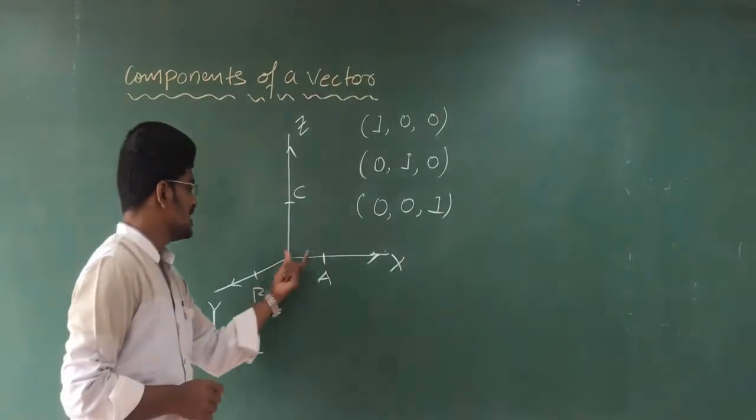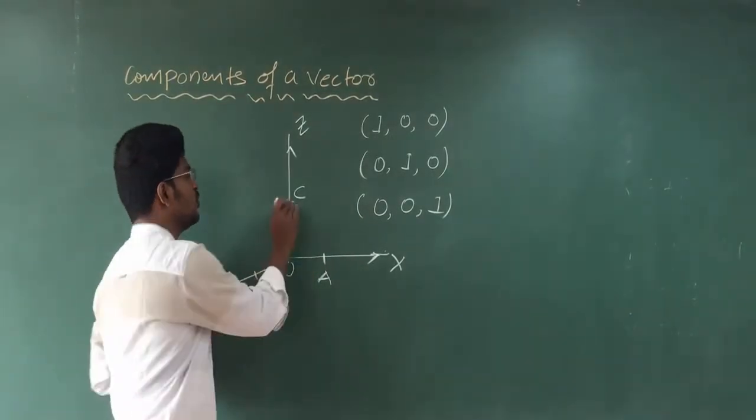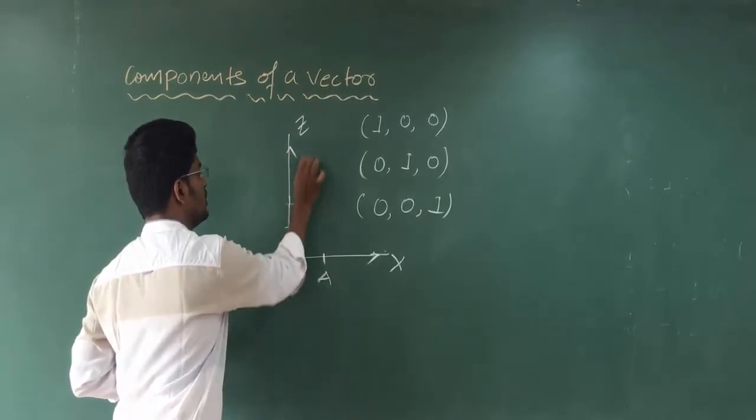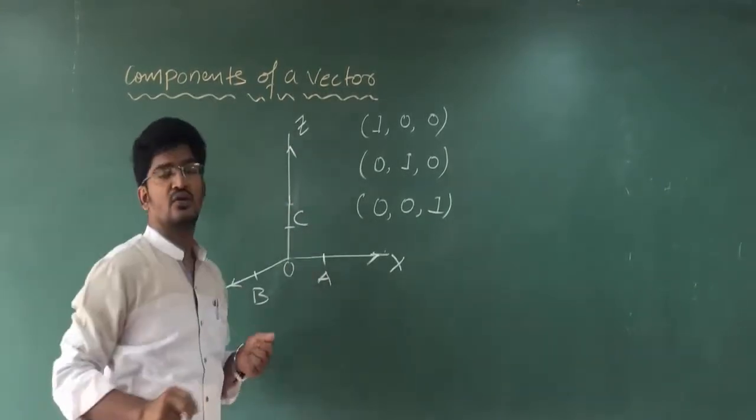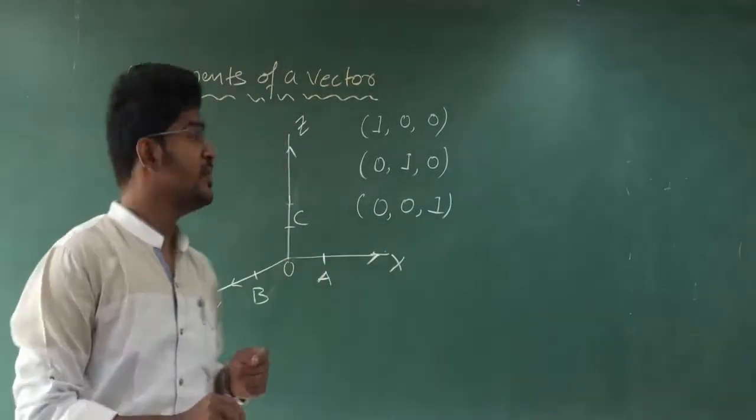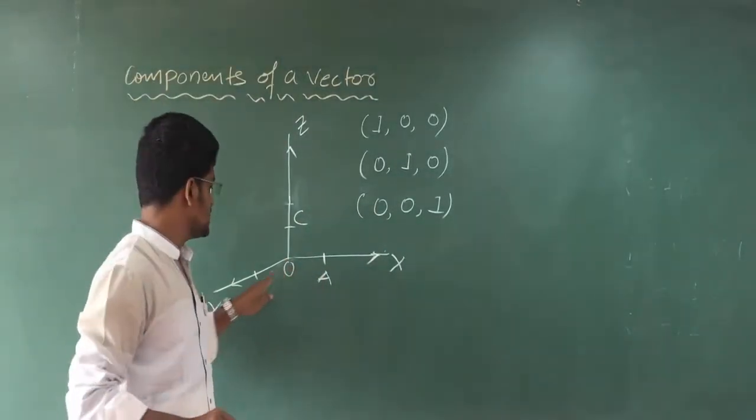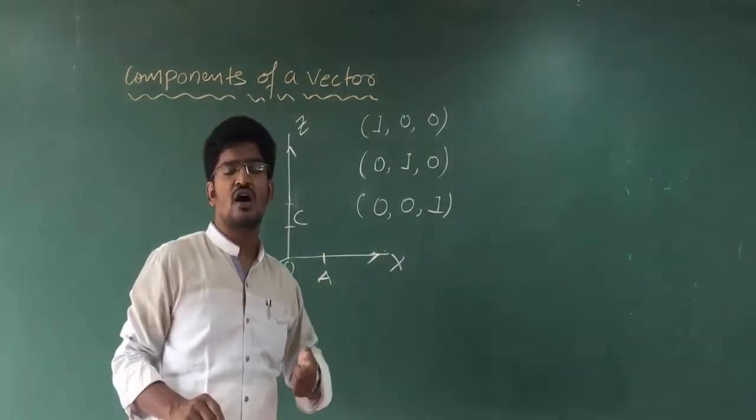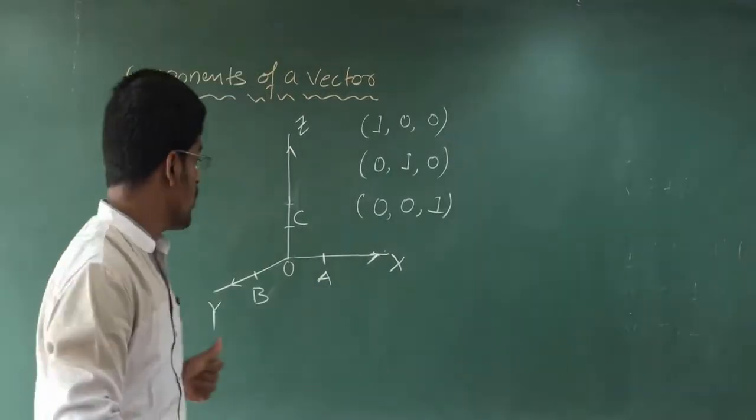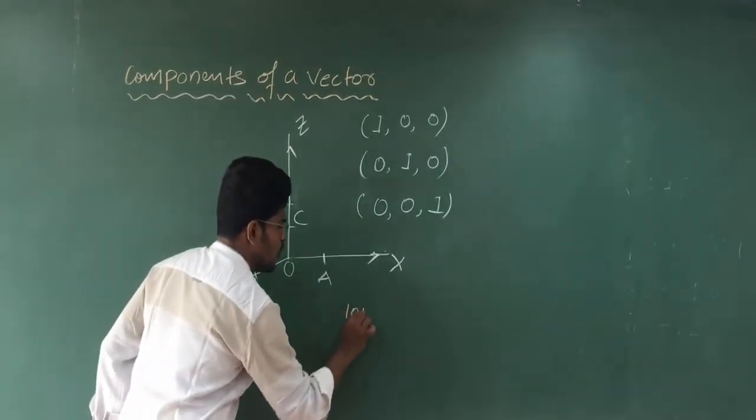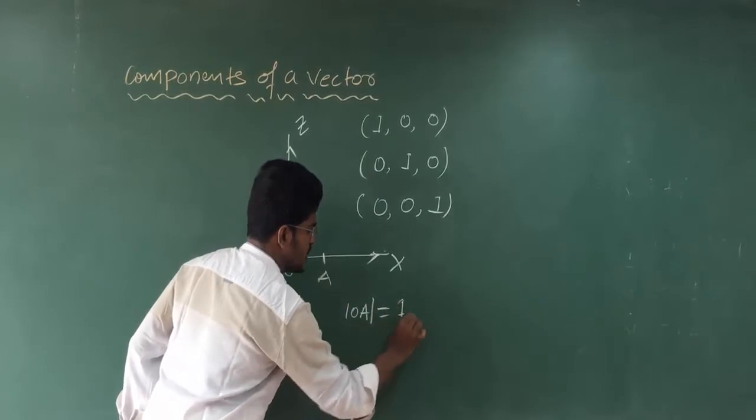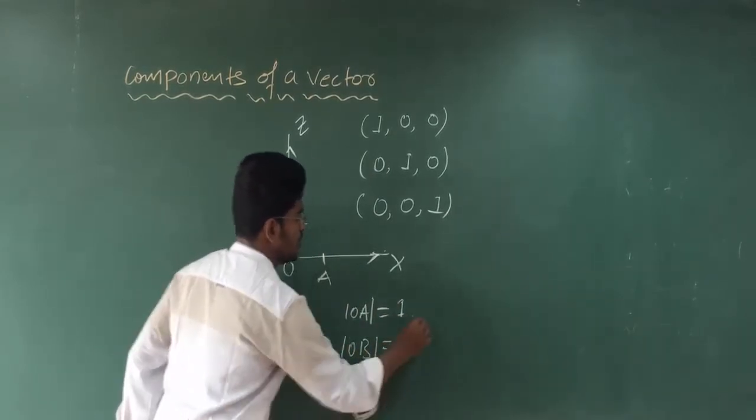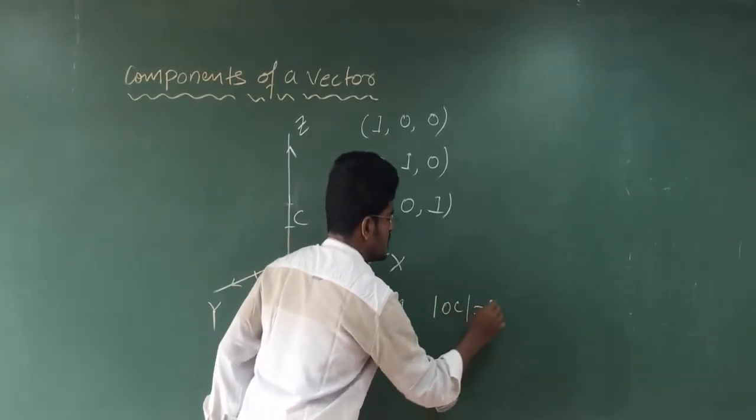Clear? So the lengths of OA, OB and OC are unit values. That means 1 unit, because they are on the x-axis, y-axis and z-axis. So now the magnitude of OA is equal to 1 unit, the magnitude of OB is equal to 1 unit, the magnitude of OC is equal to 1 unit.